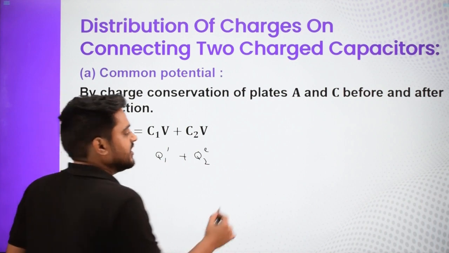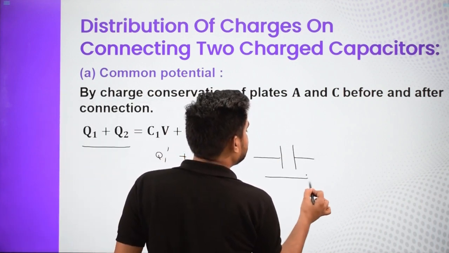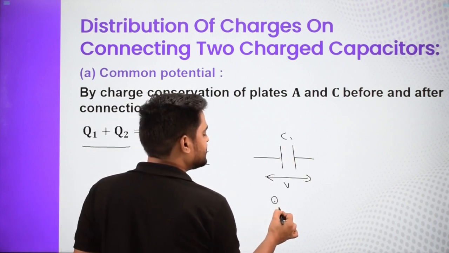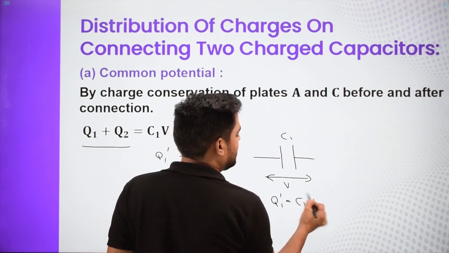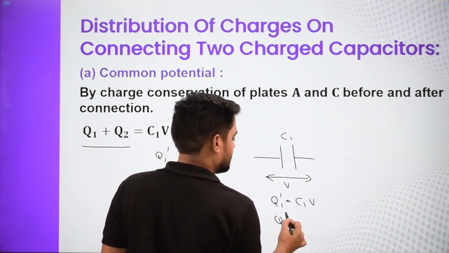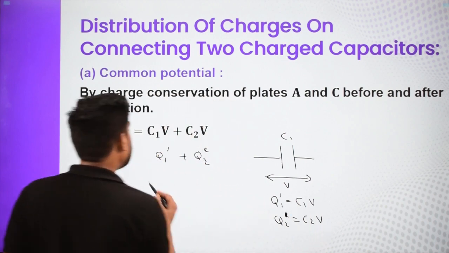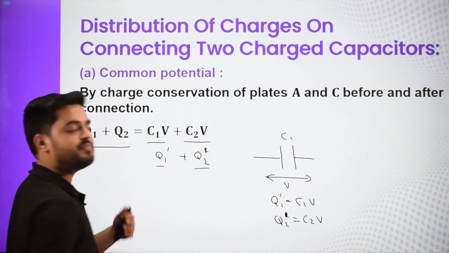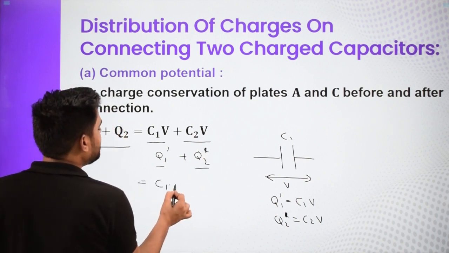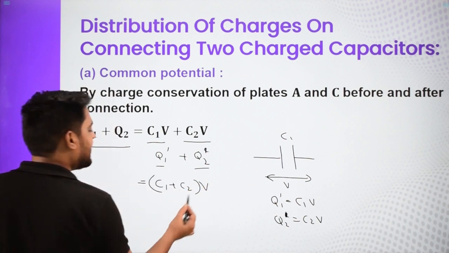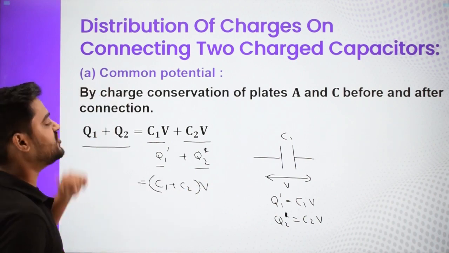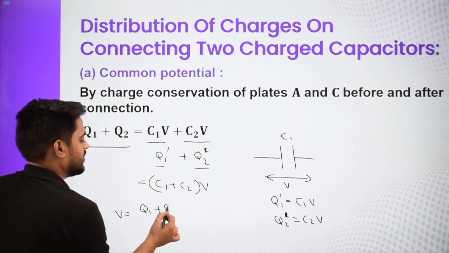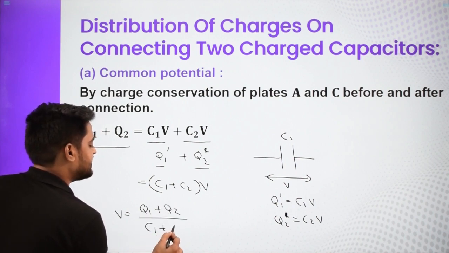What is Q1 dash? We know that the potential difference across both of them is V. If the capacitance is C1, then we can write the charge Q1 dash as C1V. Similarly, Q2 dash is C2V. So Q1 dash plus Q2 dash is C1V plus C2V, and eventually that is C1 plus C2 times V. If we want to get V, the common potential, then V is equal to Q1 plus Q2 upon C1 plus C2.